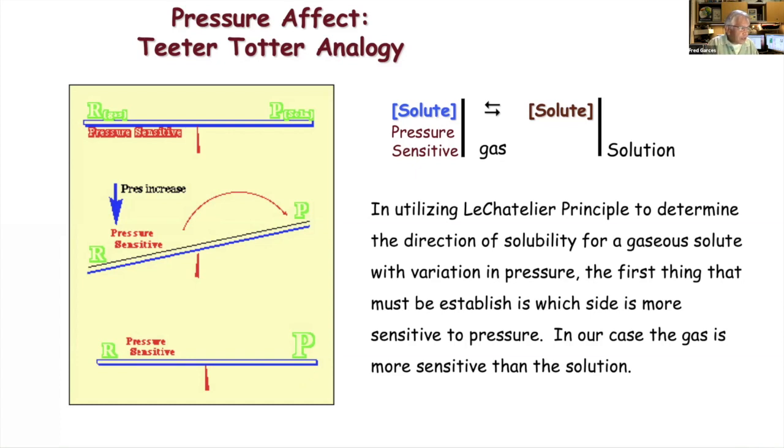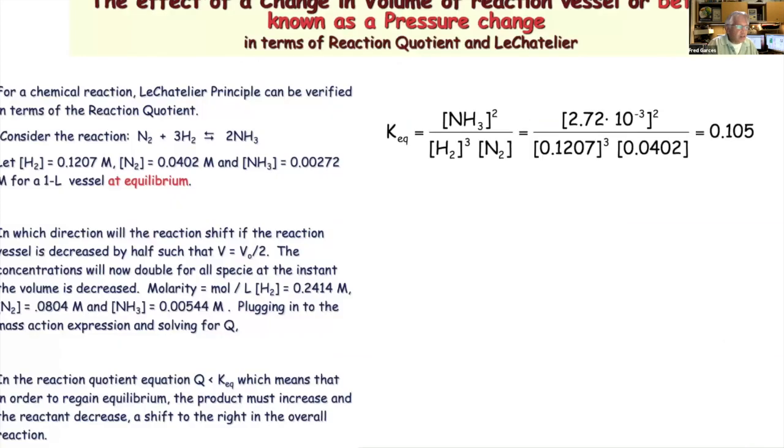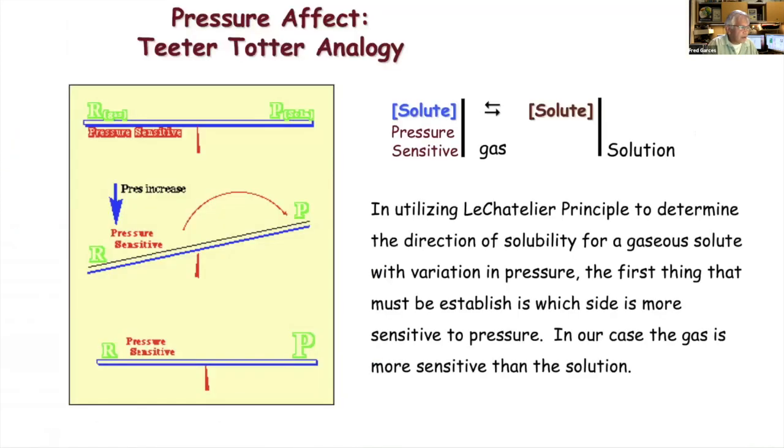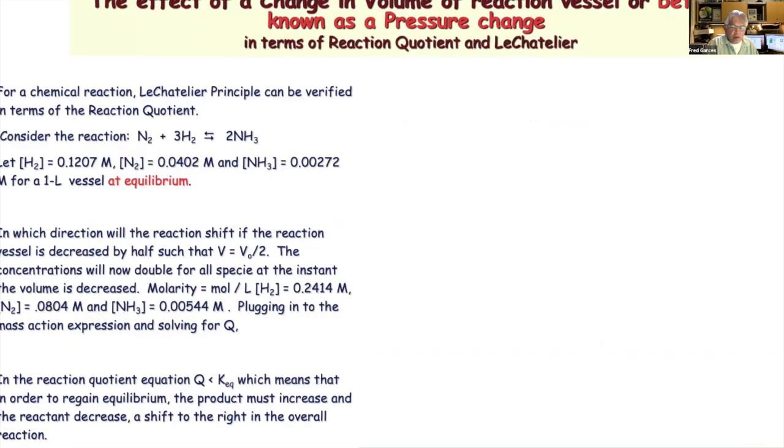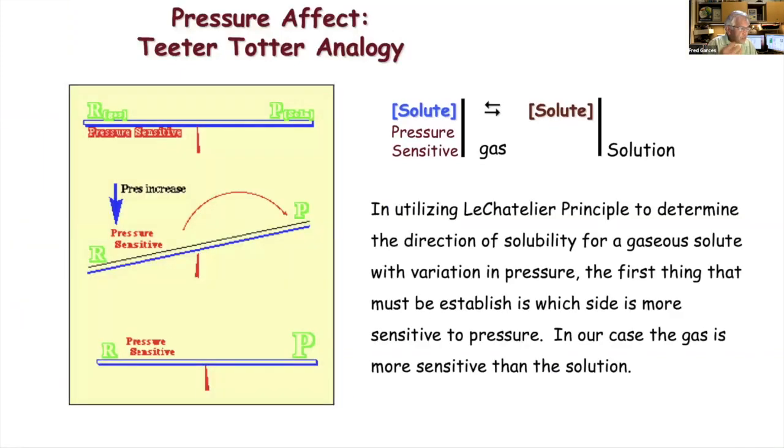So look at this reaction right here. We have a solute that's dissolved. So the question is, when you increase the pressure, does the equilibrium shift to the left or to the right? And you guys know that when we increase the pressure, you can get more of the gas dissolved. When you decrease the pressure, more of it comes out of solution.